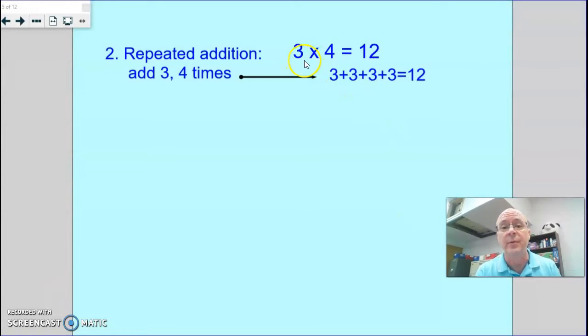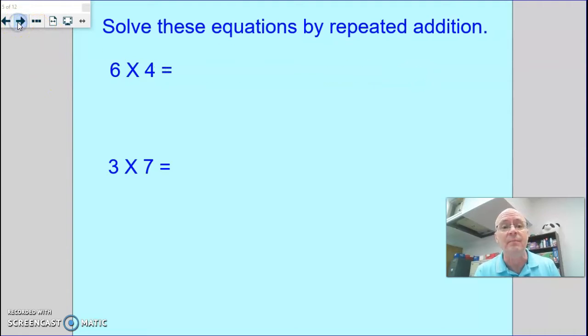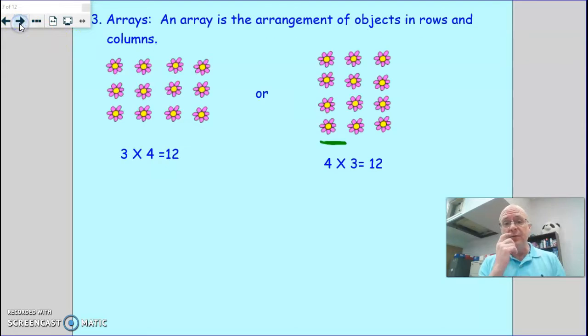You see how here they have 3 times 4. That means 3, 1, 2, 3, 4, 4 times. 3 plus 3, 4 times, right? Just add 3 together 4 times. That's repeat addition, right? You could do all of these. You could do 6, 4 times or 3, 7 times, right? Or you can switch them around, 7, 3 times. You can do it that way. But another way that I really like is called an array.